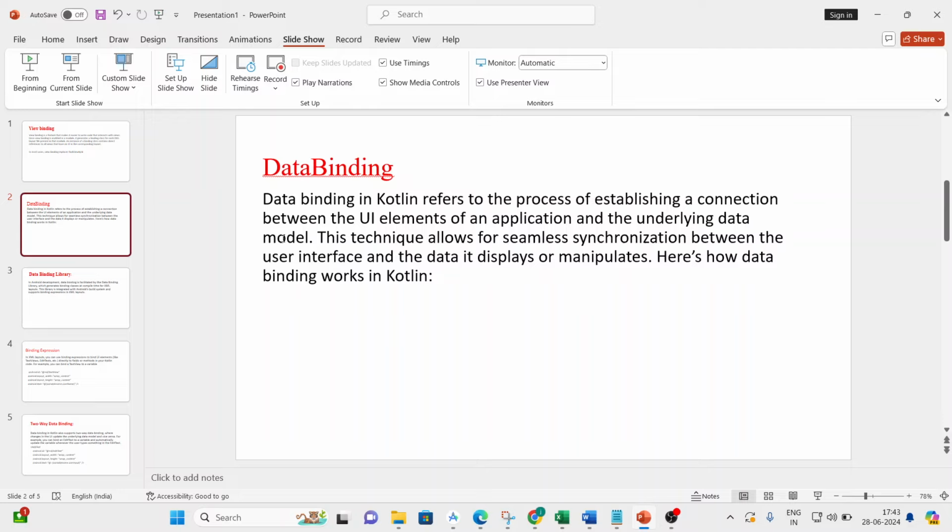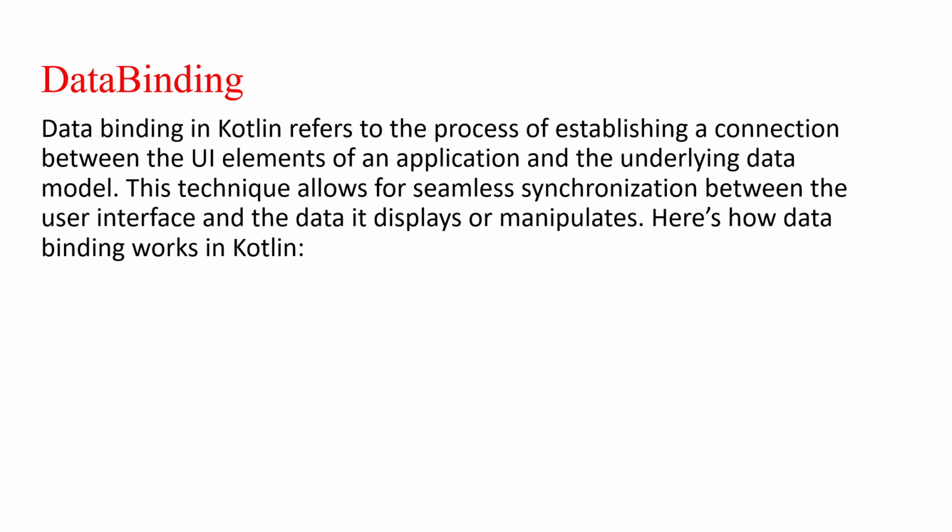Now we are going to learn about data binding in Kotlin. Data binding in Kotlin refers to the process of establishing a connection between the UI elements of an application and the underlying data model. This technique allows for seamless synchronization between the user interface and the data it displays or manipulates.